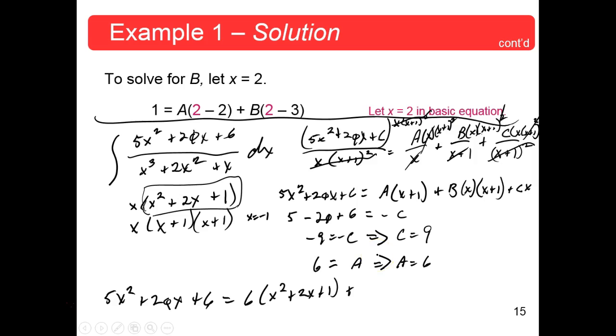But we know what B is. No, we don't know what B is, so let's write down B times. And here we just had x times x plus 1, because one of the x plus 1s went out. Well, I can do that one in my head. x times x plus 1 is x squared plus x, right? So B times x squared plus x.